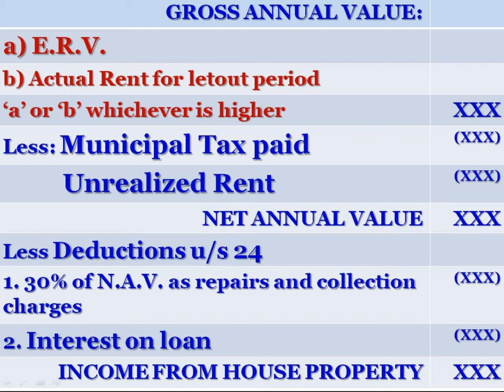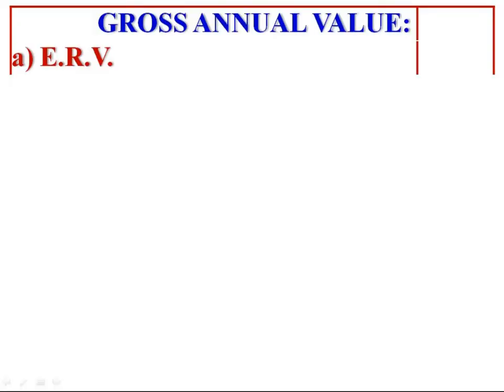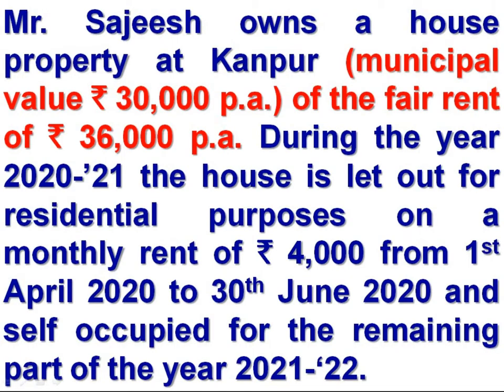From net annual value, deduct various deductions under section 24: repairs and collection charges and interest on loan. We get income from house property. Computation of income from house property. For computing gross annual value, first compute expected rental value. For computing expected rental value, we are given municipal value Rs 30,000 per annum and fair rent Rs 36,000.